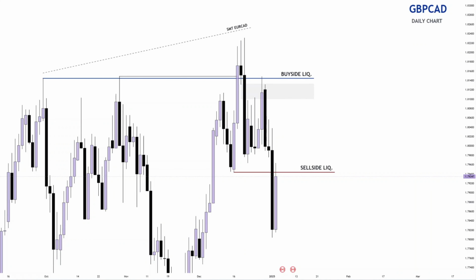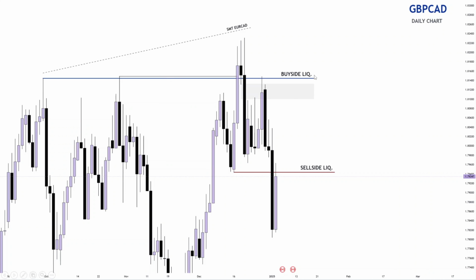Our very first example is of GBP CAD daily chart. As I told you, liquidity resides above the highs and below the lows. There was a highlighted section in which I wrote, after taking sufficient buy side liquidity, we target the sell side liquidity. And after taking sufficient sell side liquidity, we target the buy side liquidity. It's a cycle that repeats in the algorithm in order to generate liquidity and target liquidity at the same time.